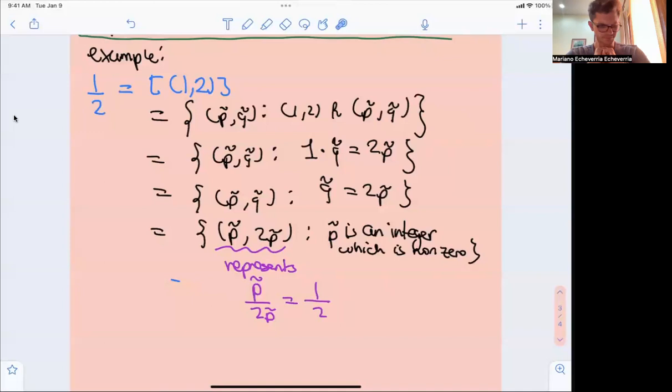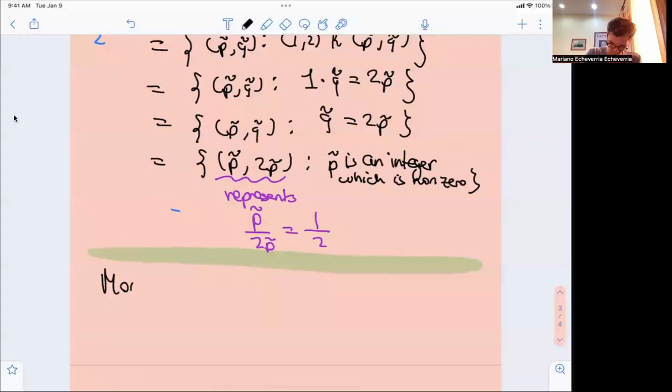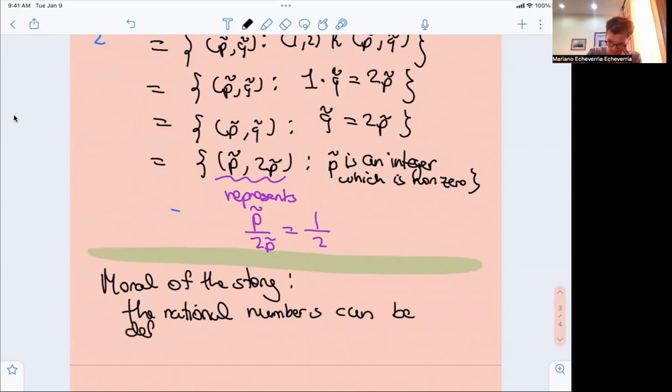Okay, so this is cool. The idea is that there's a way to think of rational numbers as equivalence classes. Let me write down the moral of the story: the rational numbers can be defined in terms of an equivalence relation.